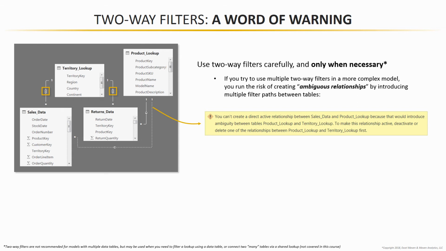What's important to call out here is that only one of the relationships from the product lookup table to the data tables can be active at one time. If you tried to activate both, you'd see an error message like this. It basically says you can't create a direct active relationship here because it introduces ambiguity. So you've got to either deactivate or delete a relationship or change one of your bidirectional filters to one way. So very, very confusing and not really intuitive at first glance.